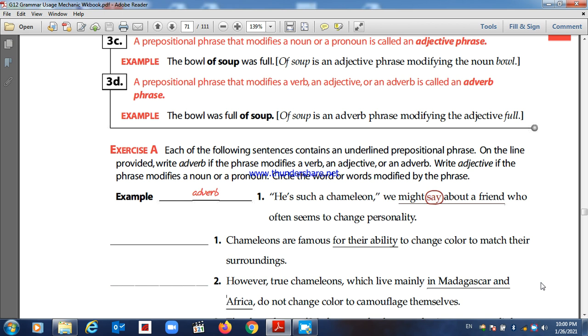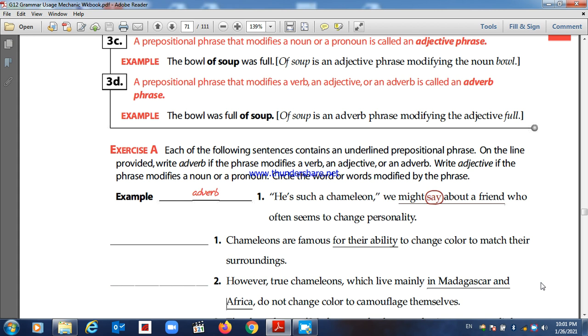He is such a chameleon. We might say about a friend who often seems to change personality. About a friend, prepositional phrase. And here we are modifying the verb say. Okay? Because we describe this person, we say about this person such words. So here about a friend modifies the verb say. So once we are modifying a verb, then this prepositional phrase is adverbial.